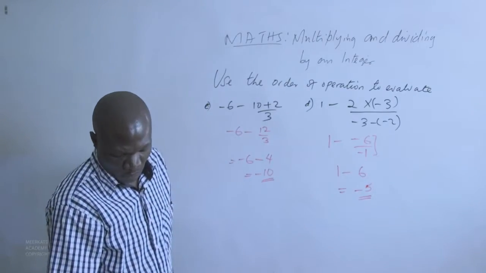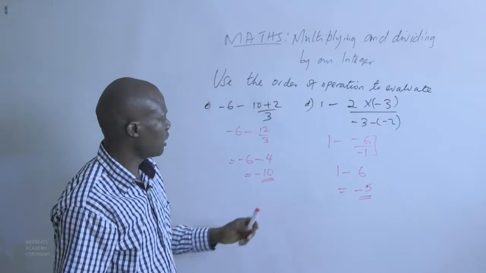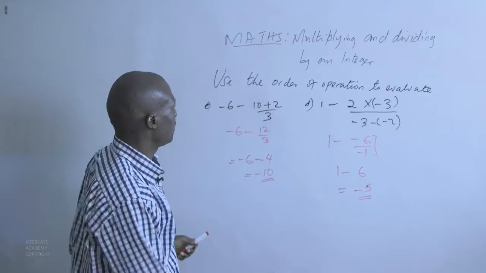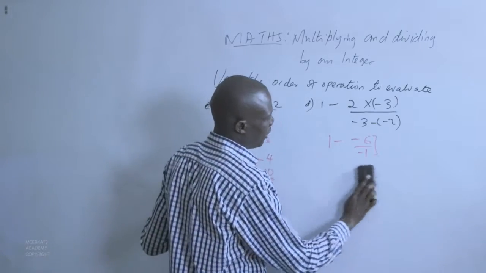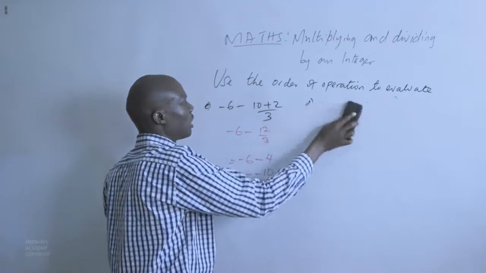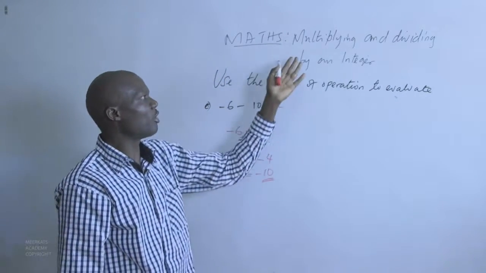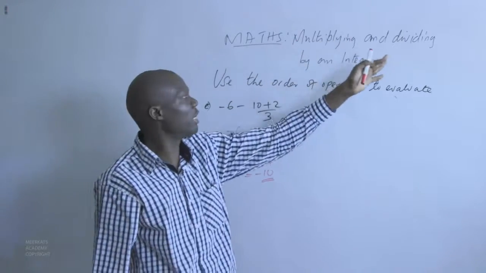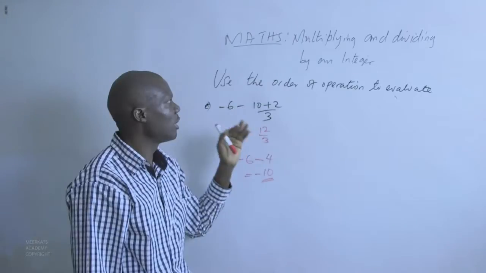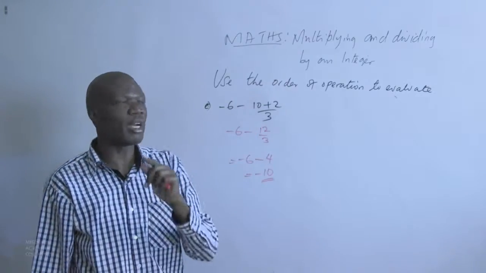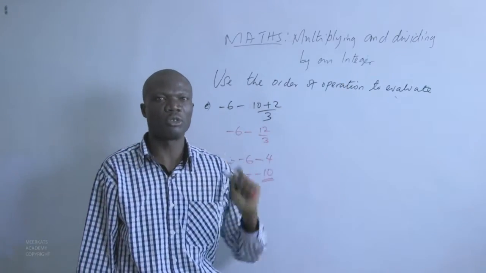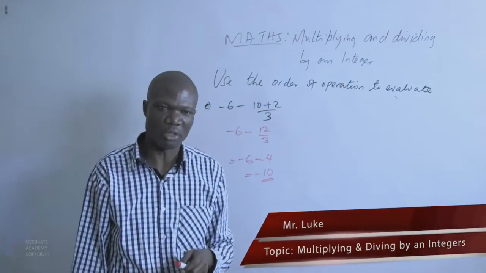So with this exercise, it brings us to the end of the lesson. And I want to believe by now you should not have any problem when you are multiplying or dividing any integer, whether it be positive or negative. And also, I believe by now you are comfortable, you are able to use the order of operations to evaluate various problems. Thank you.